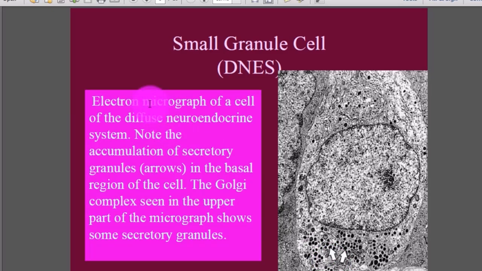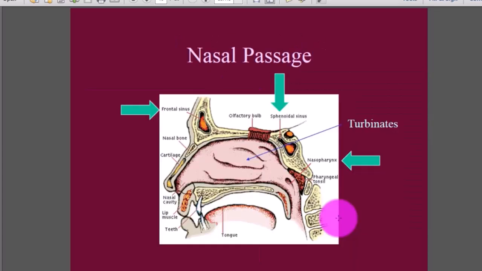Electron micrograph of a cell of the diffuse neuroendocrine system. Note the accumulation of secretory granules in the basal region of the cell. The Golgi complex seen in the upper part of the micrograph shows some secretory granules.